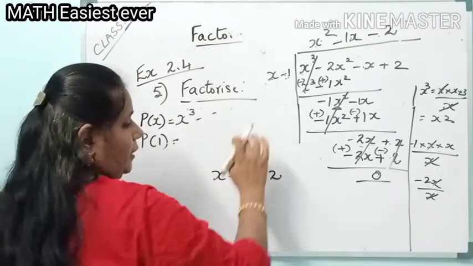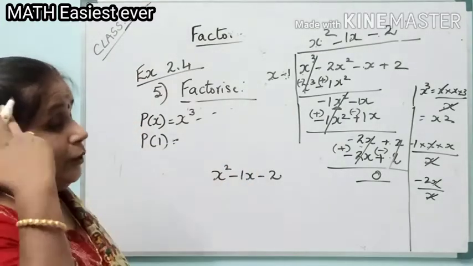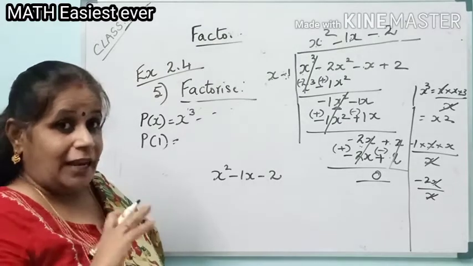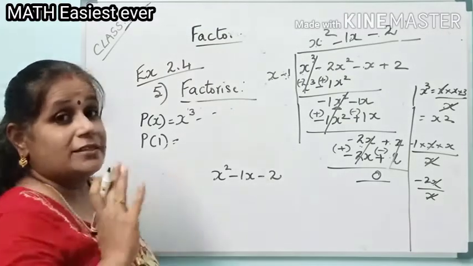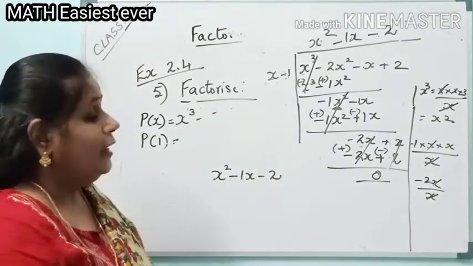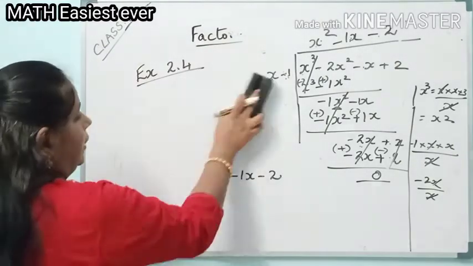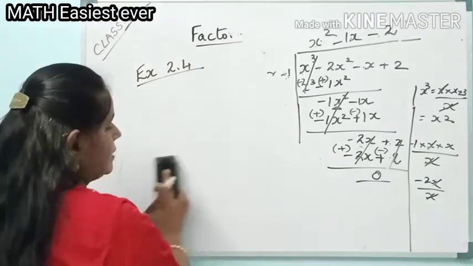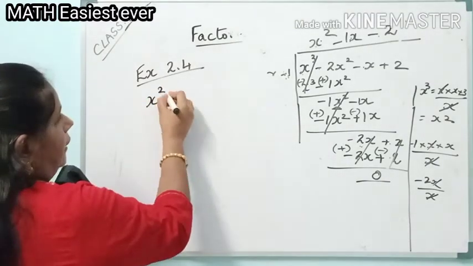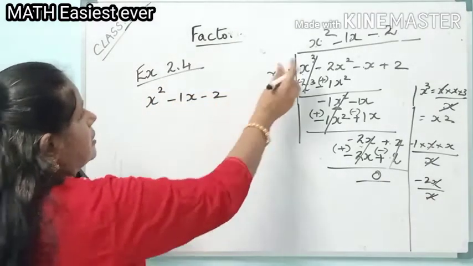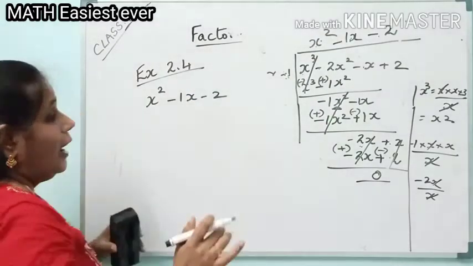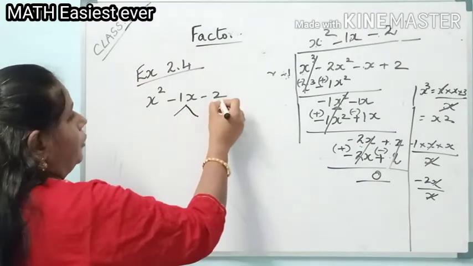Take this quotient. Now you have to use the same splitting the middle term factorization. In my last video also I told you, that comes in exercise 2.4, fourth question. So after you get the quotient, you got the quadratic polynomial here. Now you have to factorize this. Okay, I'll write it here. x square minus 1x minus 2. This quotient we have to write it here. Now split the middle term. How do you split the middle term?